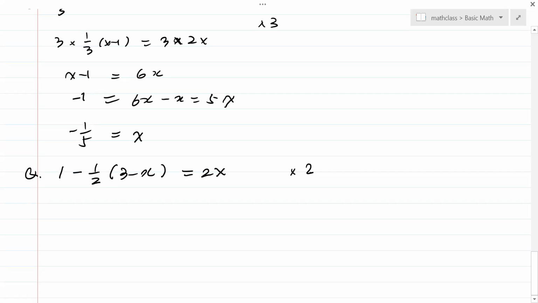Every term, remember, should be multiplied by 2. So 1 times 2 is 2, and 1/2 times 2 is just 1, and then 2 times 2x will be 4x.